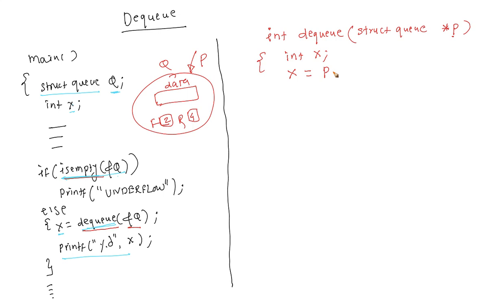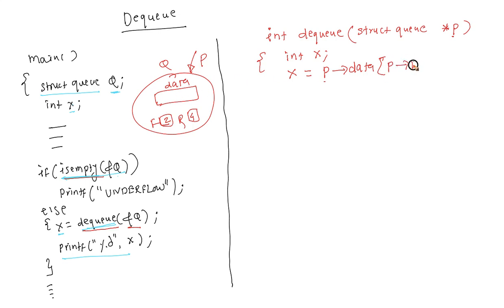So p arrow data, that means we are accessing the data array which is inside the structure pointed by p, right? So that's why p arrow data. And which location in data array? The f location, right? So I need to retrieve the value of f. I will not directly say f because this f is inside the structure pointed by p. If I want to get the value of f, I should say p arrow f, right?